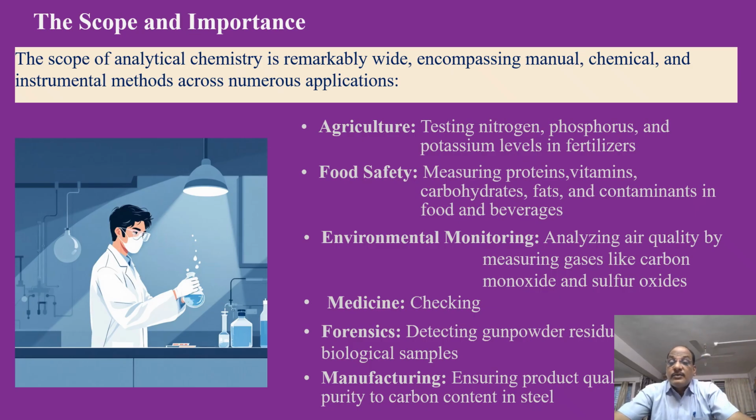Like in agriculture, where we have to test nitrogen, phosphorus and potassium levels in fertilizer. In food safety, which is the most important point in your day-to-day life, we measure the protein, vitamins, carbohydrates, fats and contaminants in food and beverages. In medicine, whether the composition of the medicine we have taken is correct or not. Again, in forensics, and in manufacturing to determine the quality of a product, analytical chemistry plays a pivotal role in all these branches.